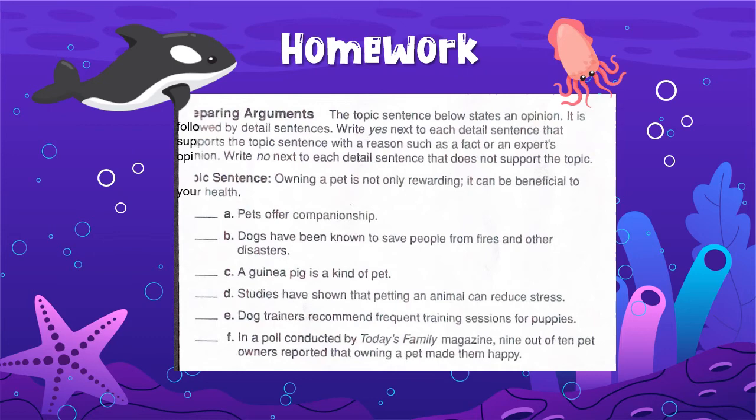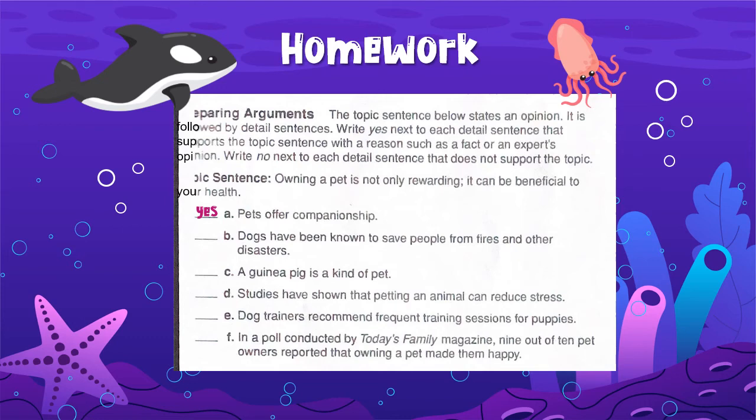Letter A, pets offer companionship. That means they offer friendship, having someone with you, not being alone and lonely. Does that go to show how it helps your health? Yes or no? I want you to fill in yes or no, and then we'll check your answer. Okay, we're going to check the answer now. Yes, it does. When you are not alone, it does help your mental health. So yes, that is something that has to do with your health.